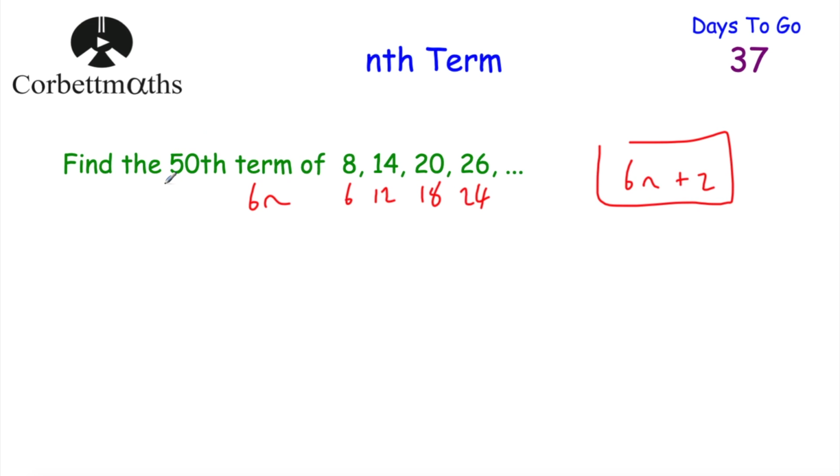Now we want the 50th term. So we're going to do 6 multiplied by 50 and then plus 2. 6 times 50 is 300. Plus 2, and 300 plus 2 is 302. And if you got that, well done. Okay, let's have a look at another one.